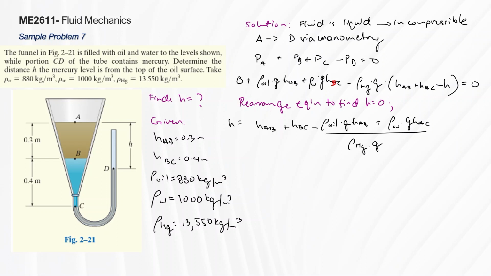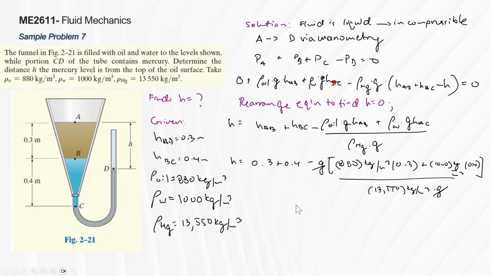So equate natin ganyan. Magiging HAB plus HBC minus yung ton fraction. And we can now substitute. Okay. So may mapapansin mo, magsisilabasan yung G's. Cancel out 0.3, 0.4. That's about meters yan. And we have 880 kilogram per meter cube times yung 0.3 meters, 1,000 kilogram per meter cube.